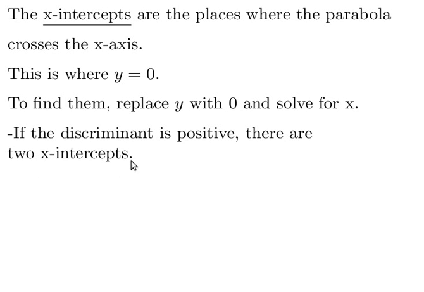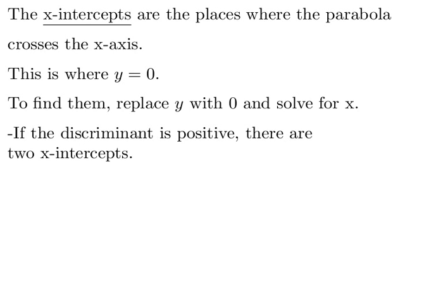So if the discriminant is positive, there are 2 x-intercepts. This should look familiar because this is the supplemental material for section 9.2, I think. It might have been 9.4, but yeah, it was 9.2. Now, what this is saying is that if the discriminant is positive, we're going to have a graph that looks something like this. That's all that's really saying.